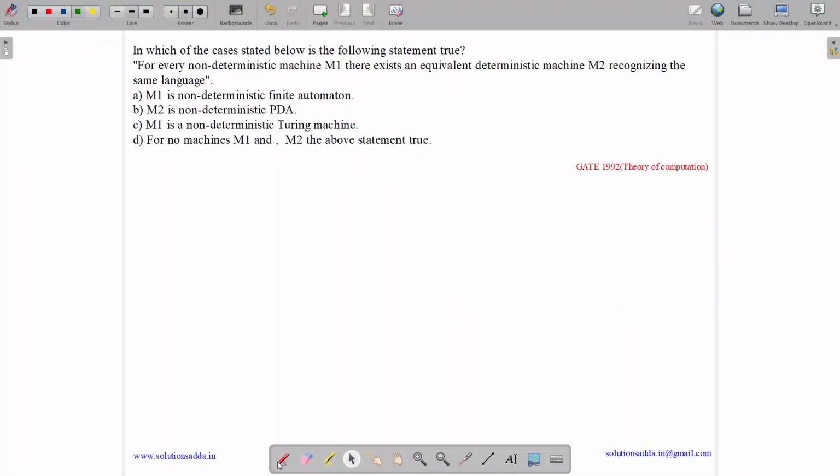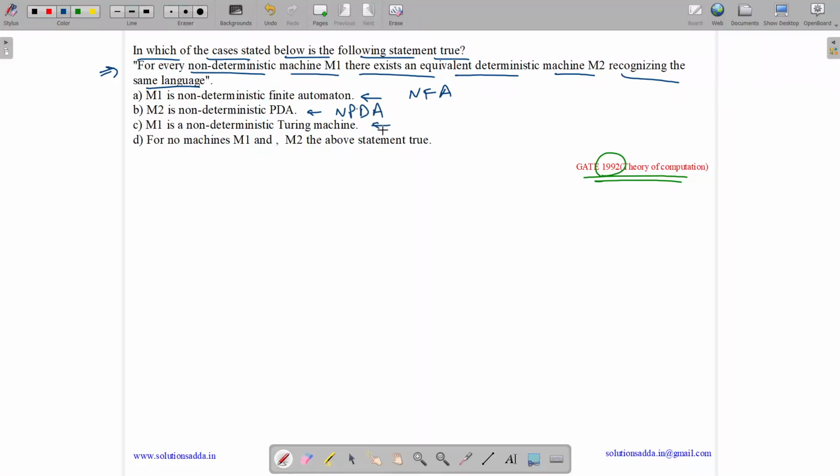This question belongs to Theory of Computation subject and was asked in GATE CSE 1992. So the question states, in which of the cases stated below is the following statement true? So we have a statement given. For every non-deterministic machine M1, there exists an equivalent deterministic machine M2 recognizing the same language. Options are: M1 is a non-deterministic finite automata, which means NFA. M2 is a non-deterministic PDA, which means NPDA. M1 is a non-deterministic Turing machine, which means NTM. For no machines M1 and M2, the above statement is true.